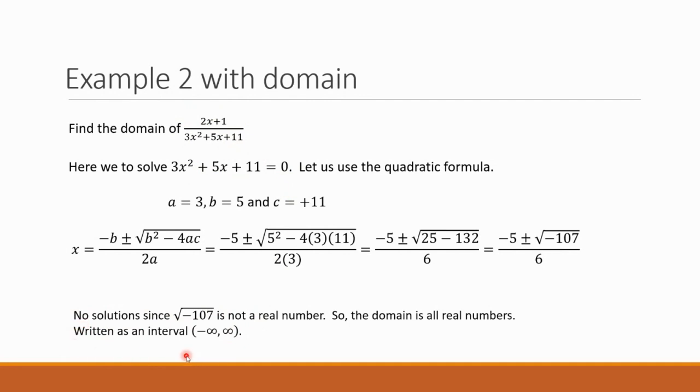Yeah? So does that mean the domain cannot equal all real numbers, or the domain includes all real numbers? No, it equals all real numbers. Because again, there's no solutions to this. That's what this is telling us, right? There's no solutions to this. So because of that, the domain is everything. This thing is never equal to 0, in other words. Okay, thank you. You're welcome.